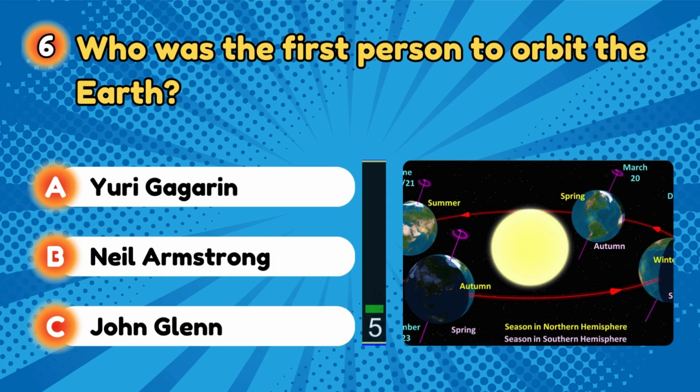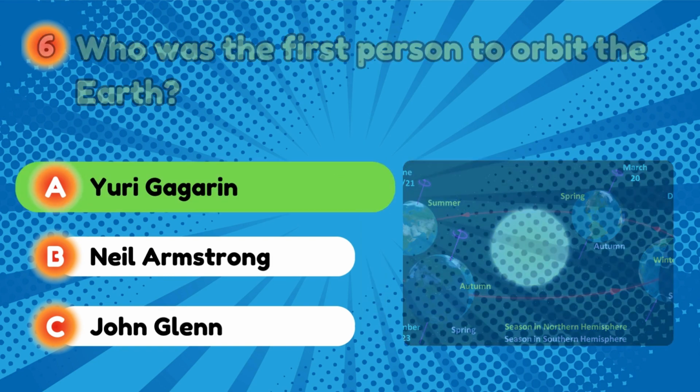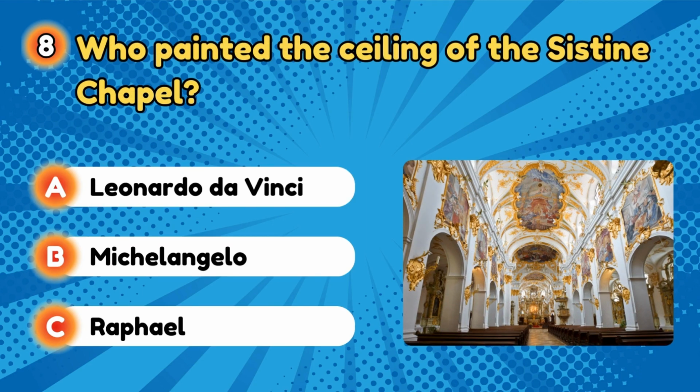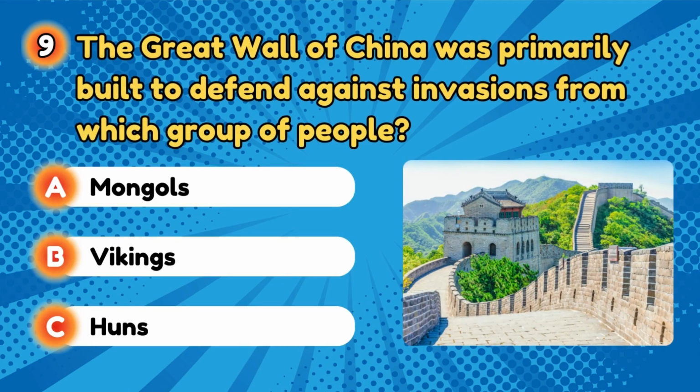1912. Who was the first person to orbit the Earth? Yuri Gagarin. What year did World War II end? 1945. Who painted the ceiling of the Sistine Chapel? Michelangelo. The Great Wall of China was primarily built to defend against invasions from which group of people?